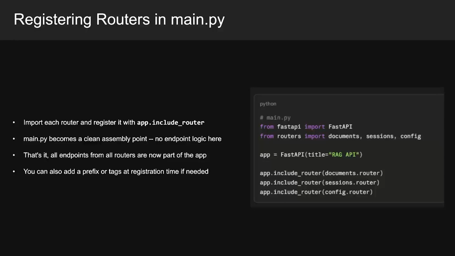Look at how clean this main.py is. No Pydantic models, no dependency functions, no endpoint logic. Just the app and 3 include_router calls. This is what main.py should always look like in a real project. An assembly point, not a place where business logic lives.